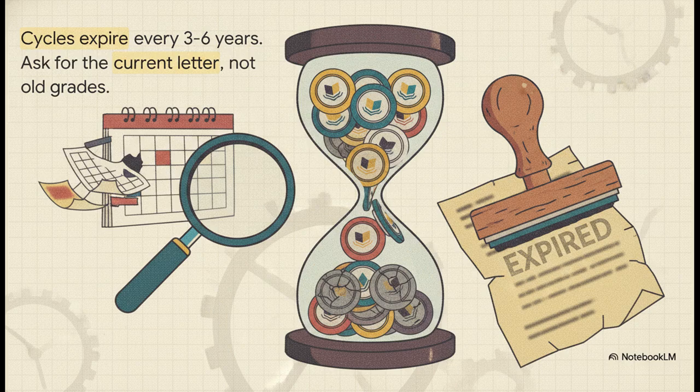Question 3. Is it actually valid today? Think of this like a restaurant health inspector. Just because a place got an A+ 5 years ago doesn't mean the kitchen is still clean today, right? These accreditation cycles generally expire every 3 to 6 years, so never ever settle for a historic grade. Always ask to see the current letter.